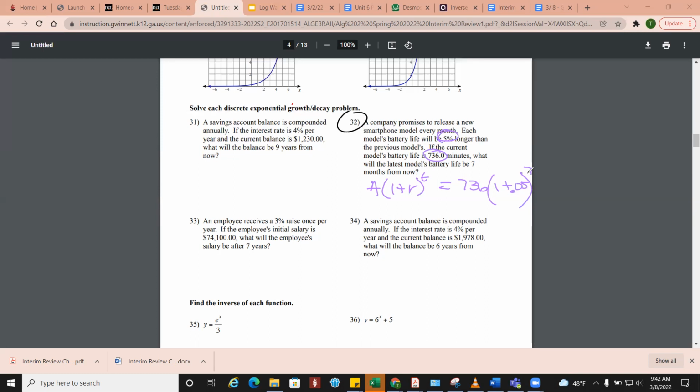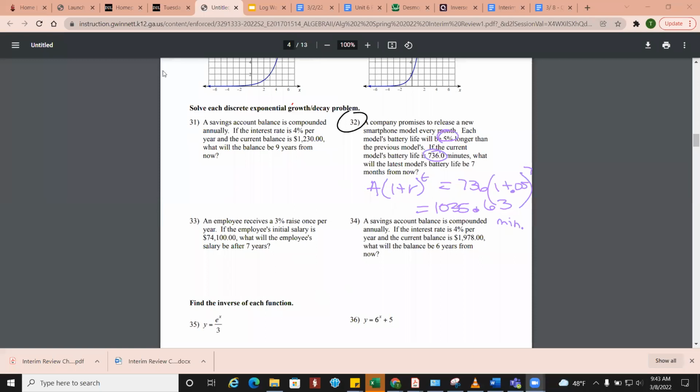Yes, you can go ahead and add those together. T is 7. Can somebody tell me what that answer is? It's like point what? Good. And just remember, this is in minutes. It's not in dollars. It's in minutes. Boom. Okay.